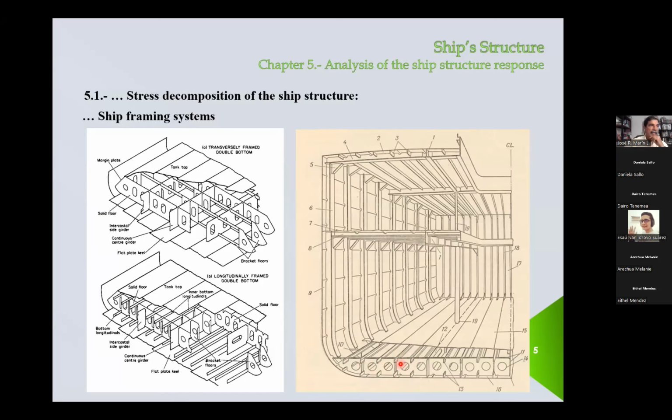Okay, Mr. Mendez? Yes, doctor. Yeah, you have to be patient for that. We are not going to work on that. You work on that in metallic construction.